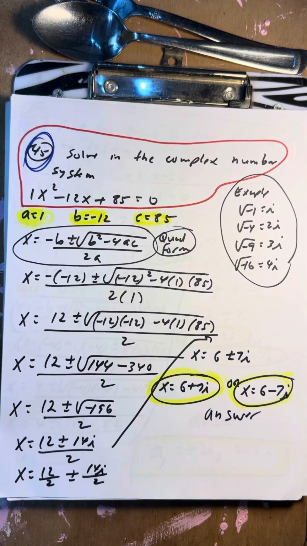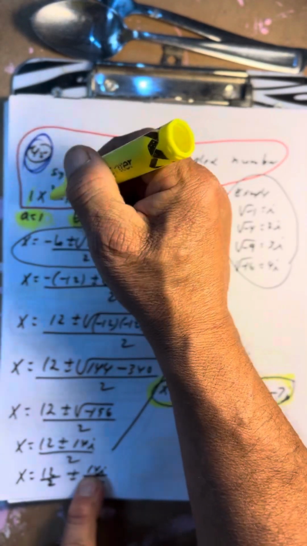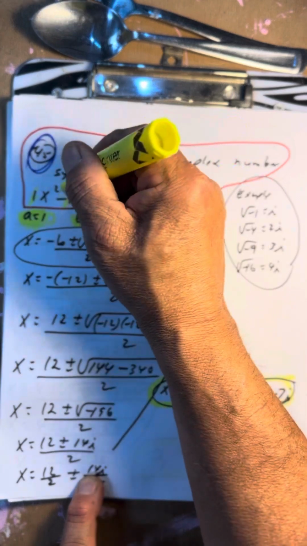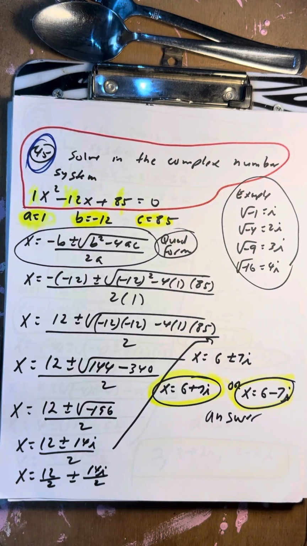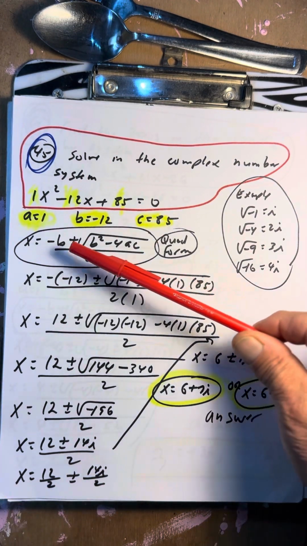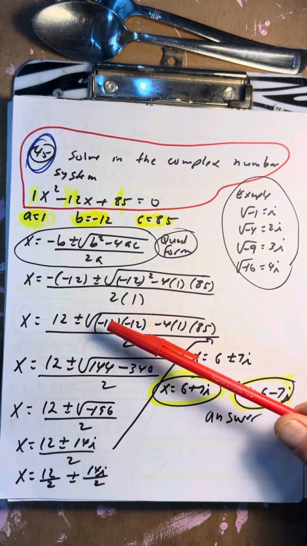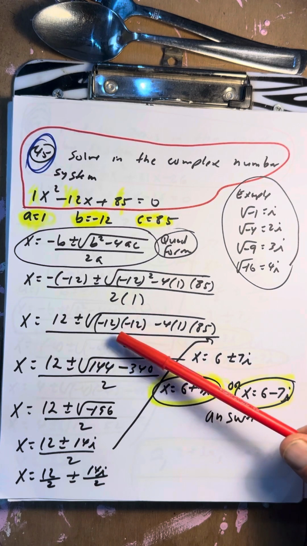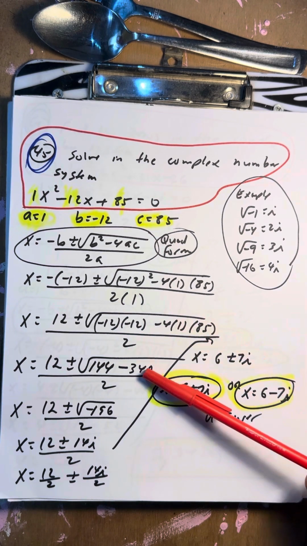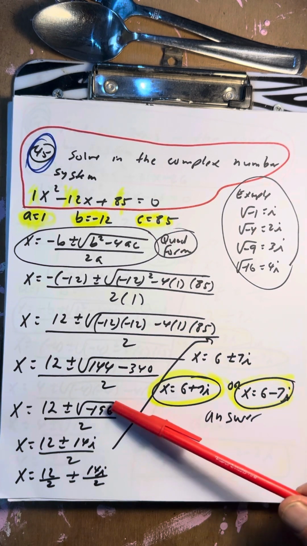And let me highlight it again, just to make sure. A, B, and C. You see the way I'm getting the A, B, C right there? Now, once I know that this is what I'm going to use, put it in the formula. So we have the negative of -12, -12 squared, that's 144. And 144 minus 340 is -196.